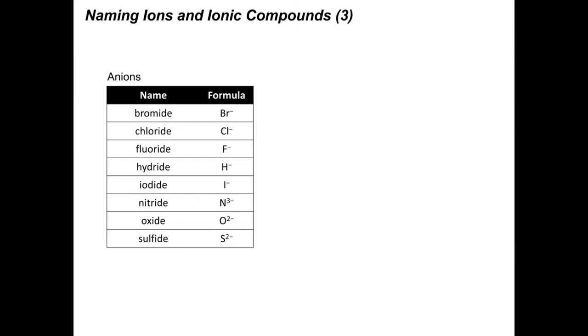Then anions. These are all your halogens: bromide, chloride, fluoride. Then hydride. Hydrogen can be +1 or -1, but usually it's going to be +1. Then you have things like nitride. Nitrogen can be -3, oxide -2, sulfide -2. You can use these to help you with what's to come today, in terms of naming and what we're going to talk about with the slides.